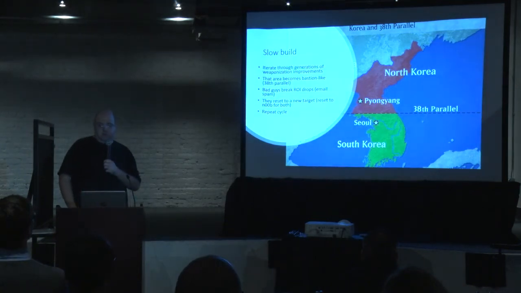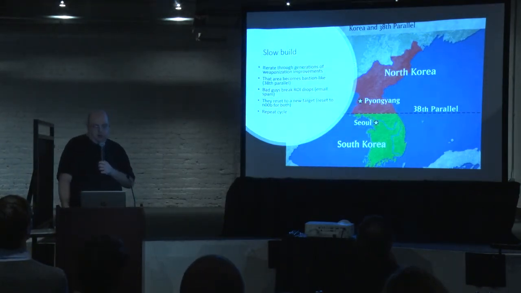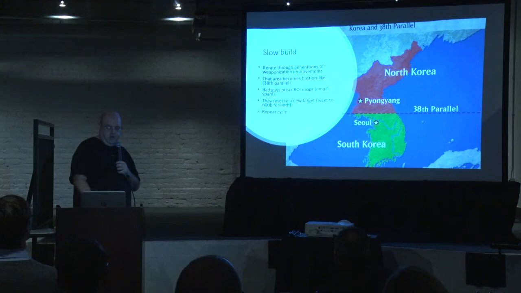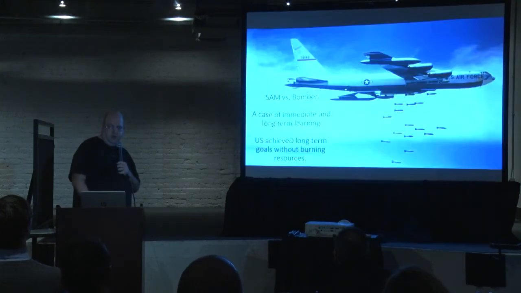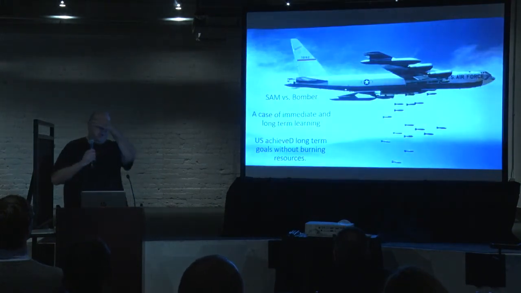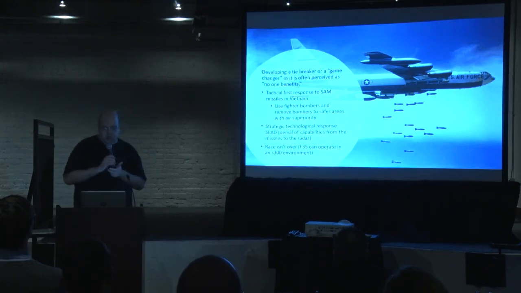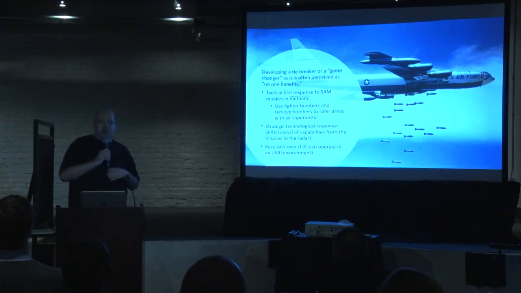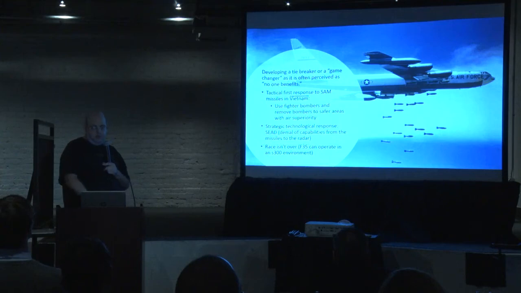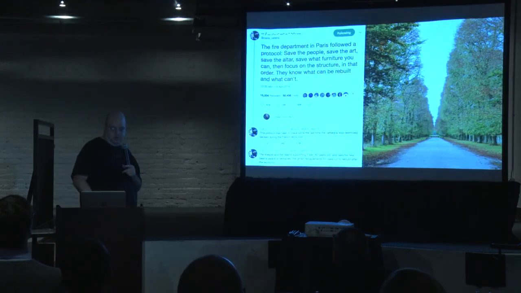And then we have the slow build, for example, the 38th parallel. We slowly do improvements over time until we change the situation. SAM versus bomber is another case like this. The US started with mid-term or short-term goals, tactical responses to SAM missiles, fighter bombers attacking, and the real bombers going further out into the field where they're safer. And the race isn't over, and of course this continued in other ways. The race isn't over. The F-35 can operate in an S-300 environment.